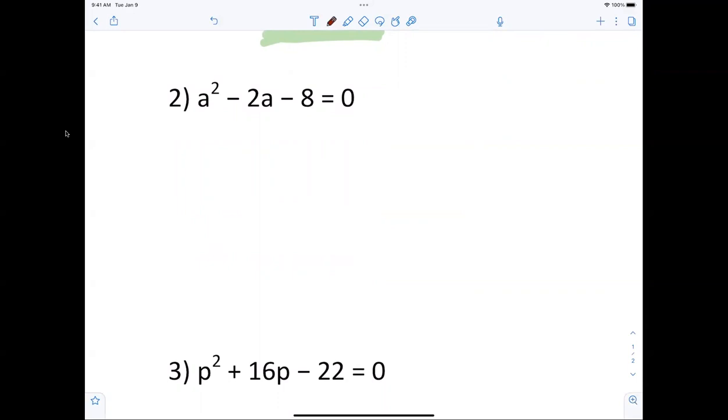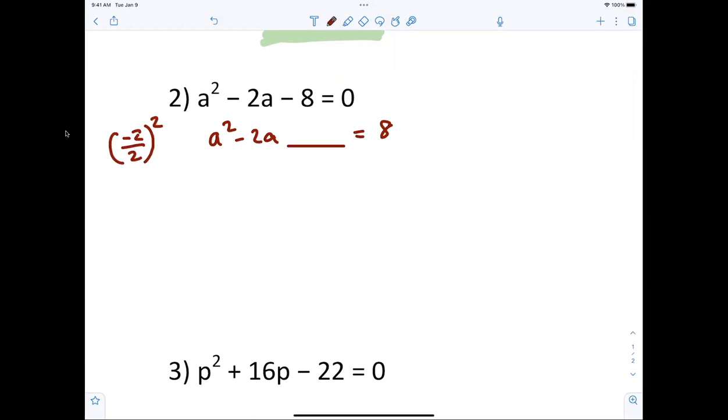Move the -8. So here we go. A squared minus 2a, leave a space, equals what? 8. What's b? -2 divided by 2 squared. What's that?